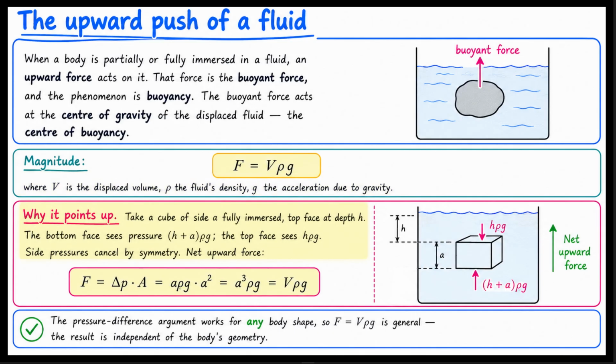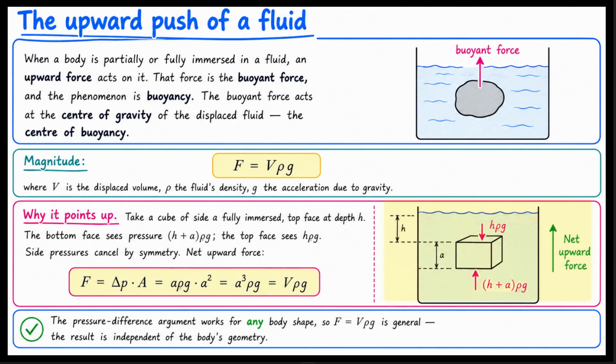Why does the force point upward? Place a cube of side a fully in the liquid with its top face at depth h. The pressure on the bottom face is h plus a times rho g, while the pressure on the top face is just h rho g. The side pressures cancel by symmetry. Take the difference, multiply by the area a squared, and the net upward force works out to a cubed rho g, which equals V rho g.